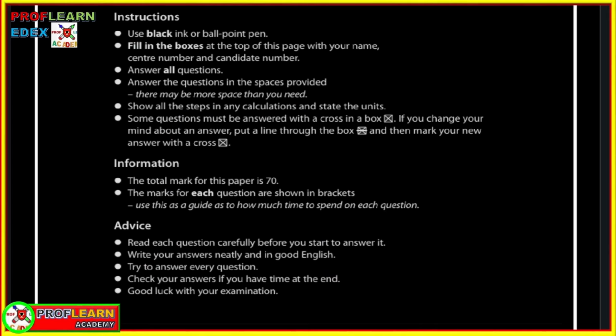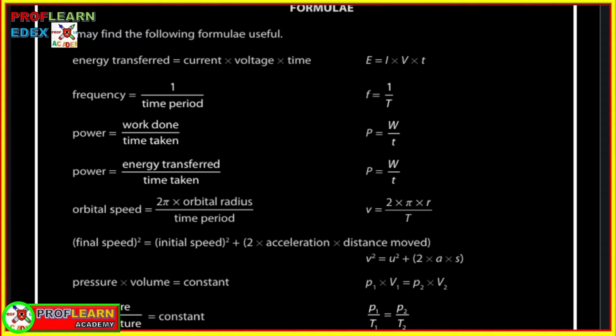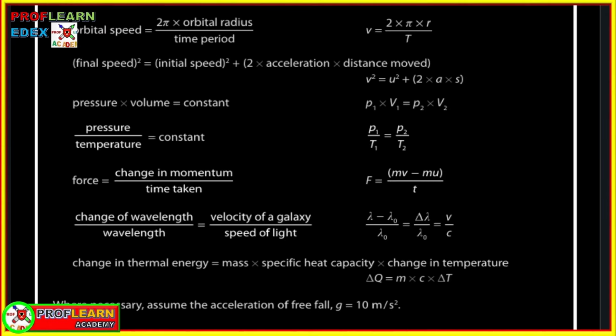I would like to remind you that paper 2 is 70 marks, and also you'll be provided with a formula sheet. Some of the formulas provided here are how to find frequency, power, orbital speed. We have also the equation of motion. Pressure formula is provided. Then also we have the formula for force, change in momentum over time, which is provided here. Don't forget that the formula for Doppler effect and motion in the universe is actually provided.